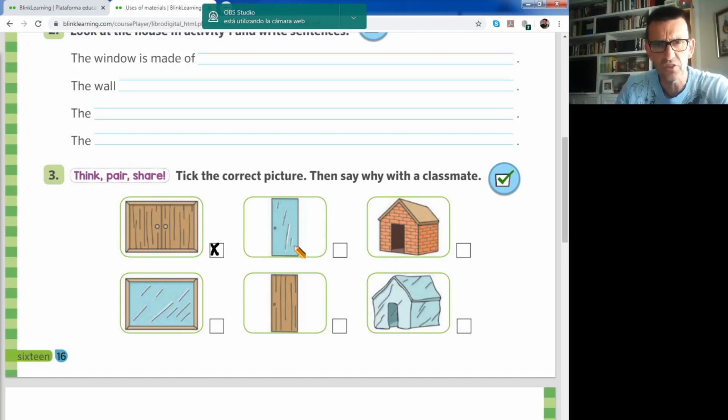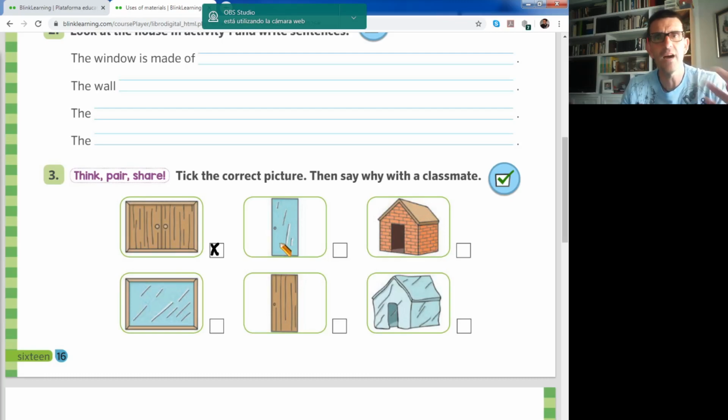Do you think it's a good idea to make a door of glass? Yes, I know that probably you have seen in some places doors made of glass. Sé que habéis visto en algunos sitios puertas hechas de cristal. But I think it's not a good idea in a school to have doors made of glass.